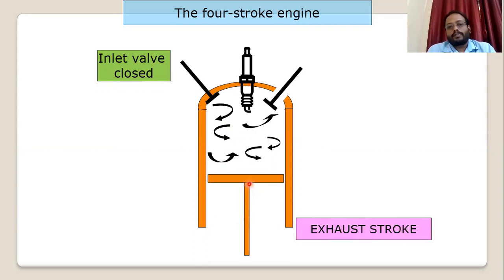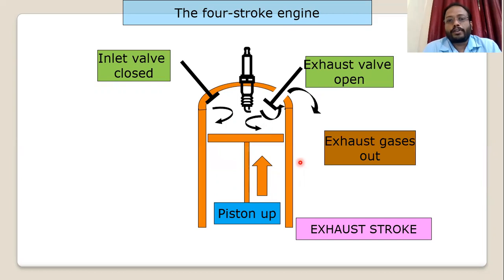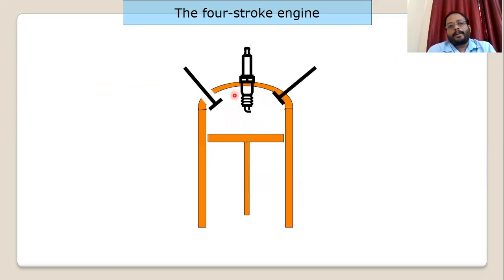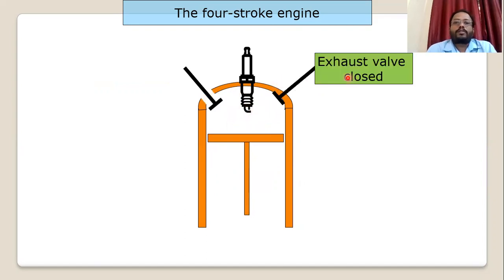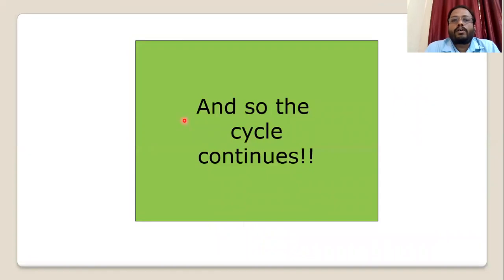Then the next stroke is the exhaust stroke, where the exhaust valve opens and all the burnt gases are pushed outside by the piston. Just as in suction it pushed the fuel inside, in the exhaust stroke the piston pushes out the compressed burnt gases through the exhaust valve. Now the exhaust valve is closed. Again the induction stroke is introduced, the inlet valve opens, and the cycle continues. So this was the working of a four-stroke engine.